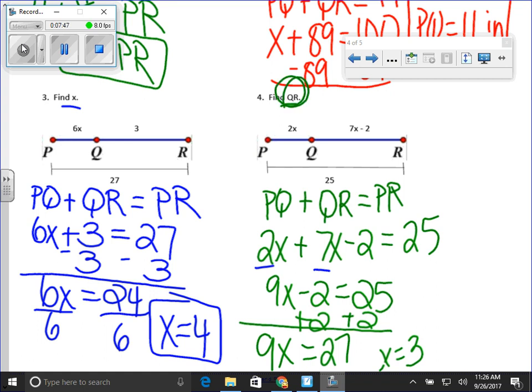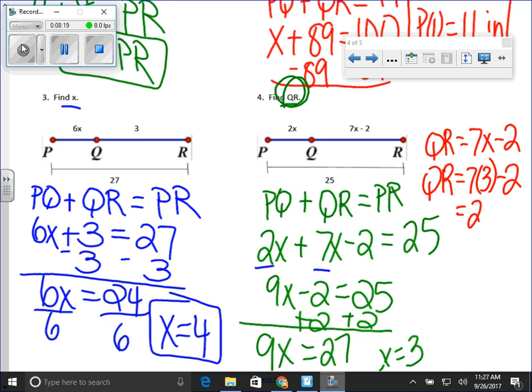Make sure we're finding whatever the question is asking us for. Question 3 only asks us to find x. Question 4 is asking us to find QR. So now that I know x, how am I going to go find QR? I need to plug it into the values for QR. So we know that QR is equal to 7x minus 2. We know that x is 3. So we get QR equals 7 times 3 minus 2. So 7 times 3 is 21 minus 2. And QR is equal to 19.